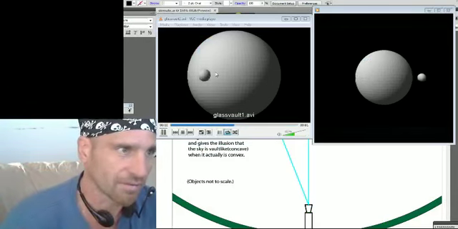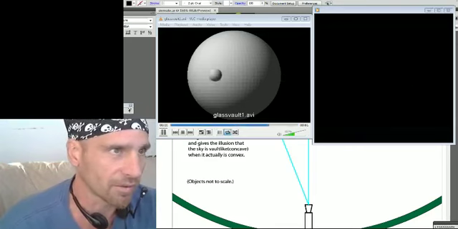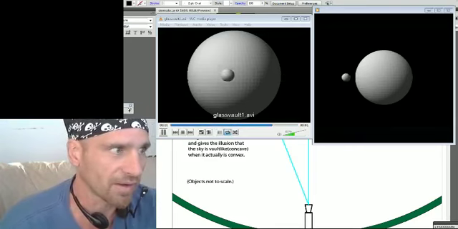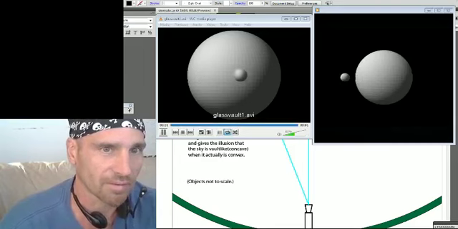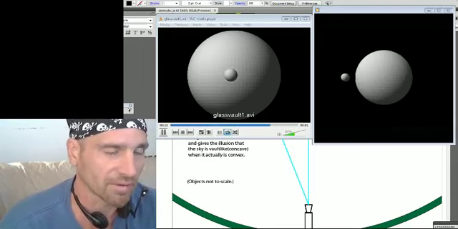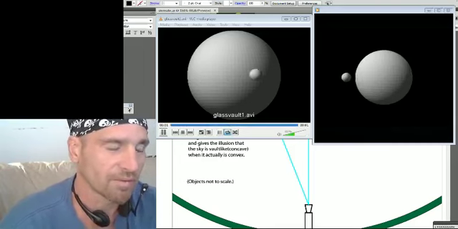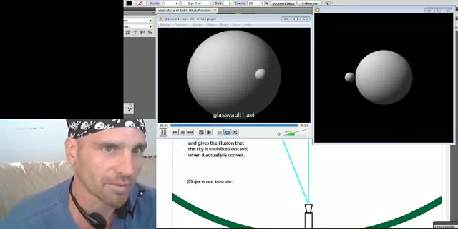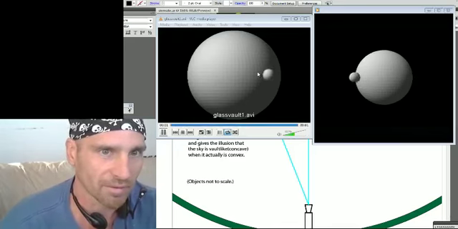And if you notice, when they talk about the moon or the sun illusion, it retains the same size. It's just an illusion because of the foreground elements causing it to appear bigger than it actually is. So that's really what's happening.